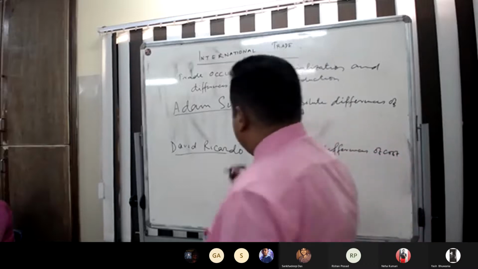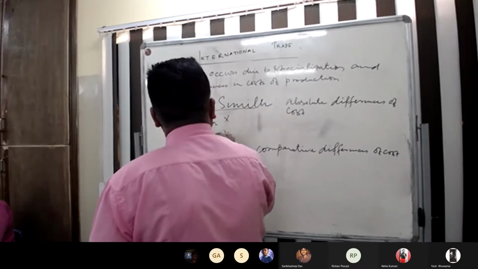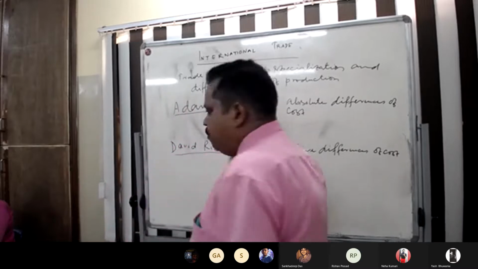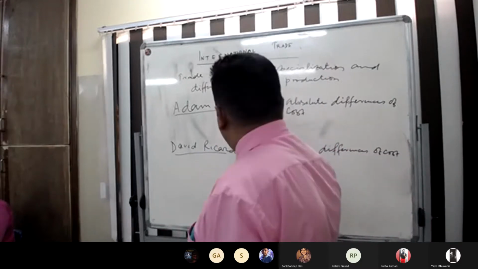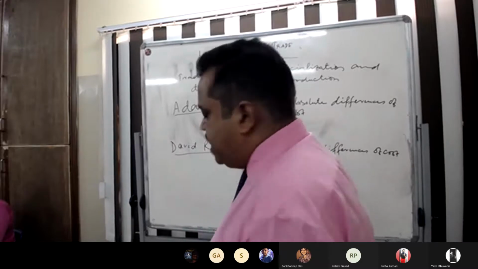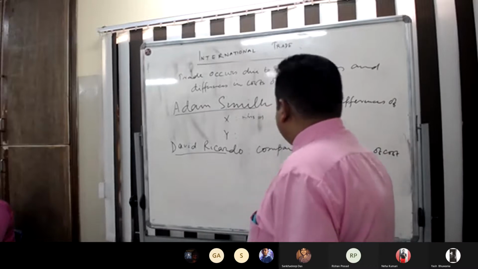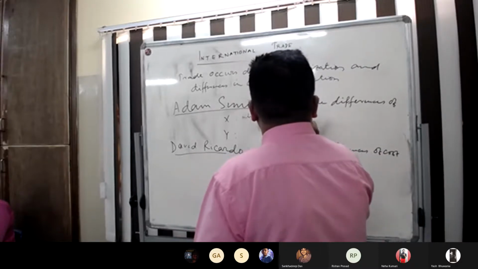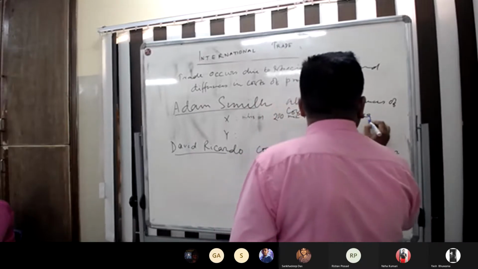Suppose there are two countries, country X and country Y. Say India and another country. Let's not take the name. One is country X, another is country Y. Both the countries: country X produces, by investing 8 hours of labor, 200 meters of cloth or 100 kilograms of tea.